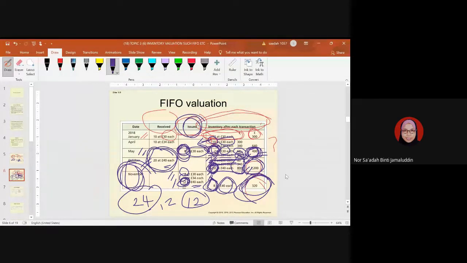Okay, ada soalan tak untuk FIFO? Macam ni kat part sini macam pening sikit lah kalau awak tak fokus. Memang dia sedikit sukar. Any other question?